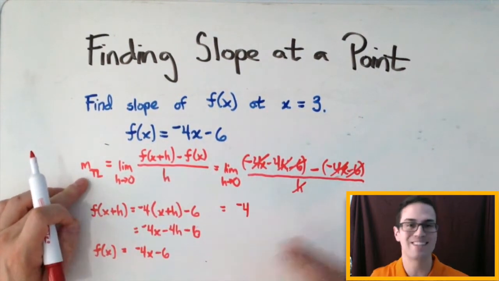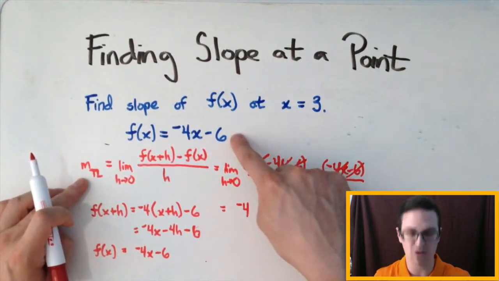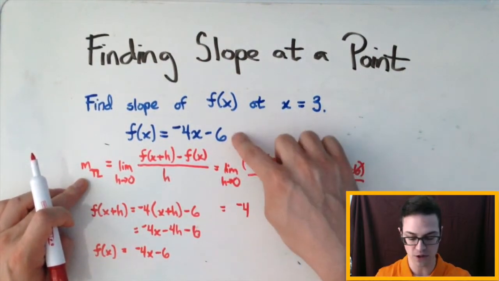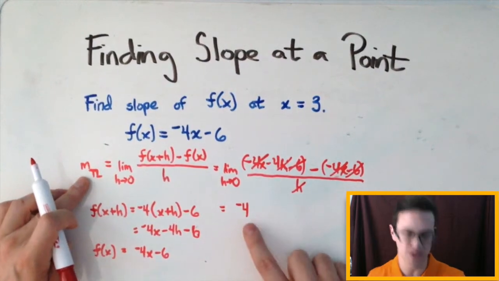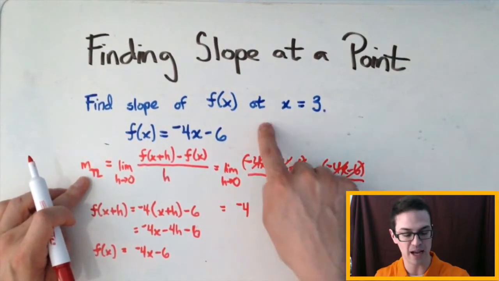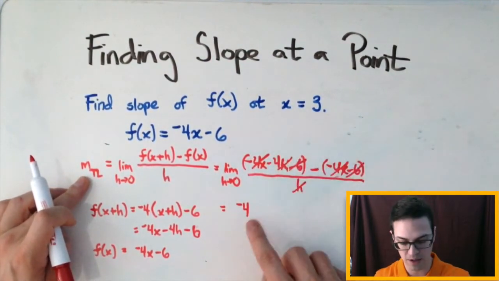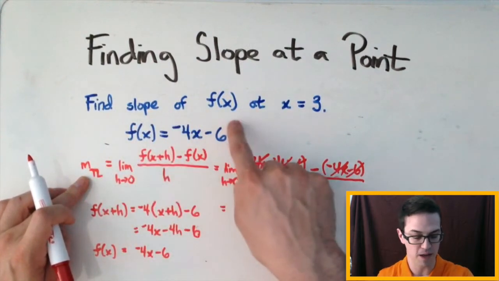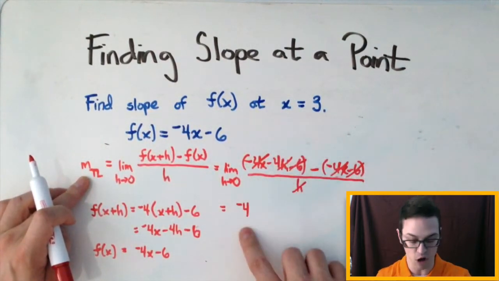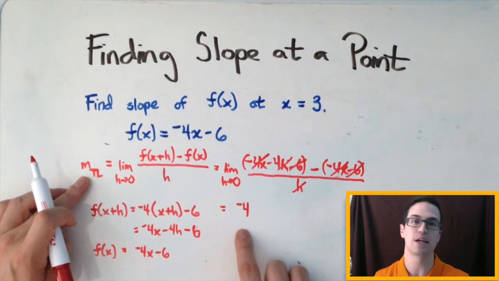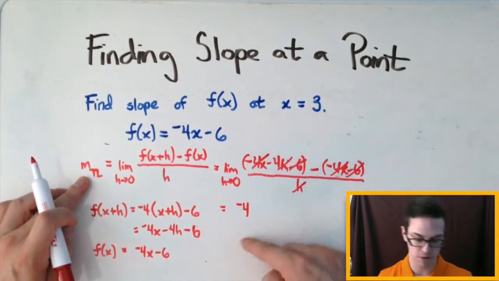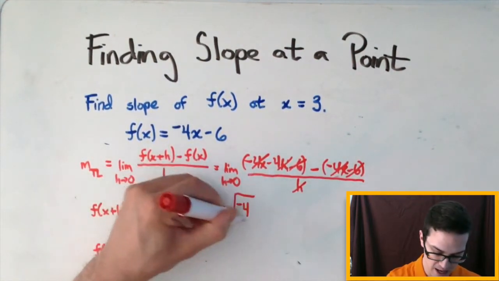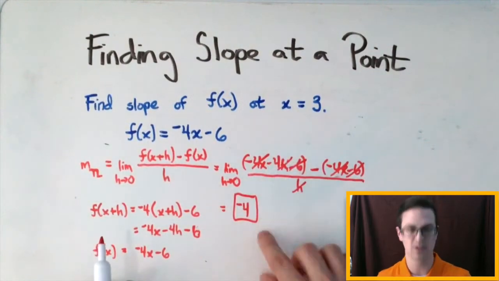Now what this is saying is that at any value x of this function right here, the slope of the tangent line is going to be negative 4. That includes at x equals 3. So basically the answer for this, find the slope of f of x at x equals 3, is that for this function it's always negative 4, including at 3. So that would be your answer. The slope at x equals 3 is going to be negative 4.